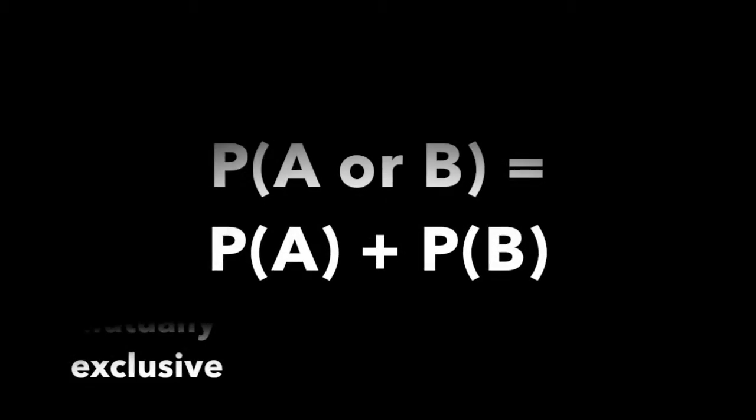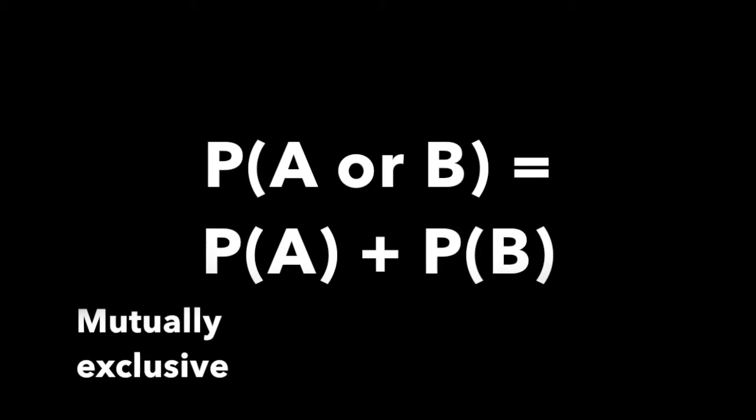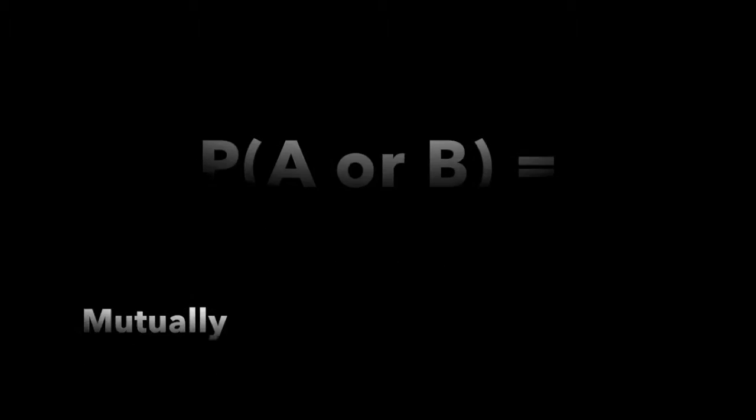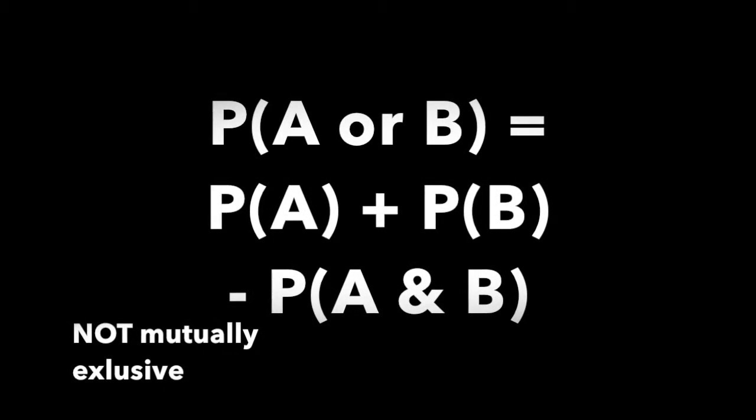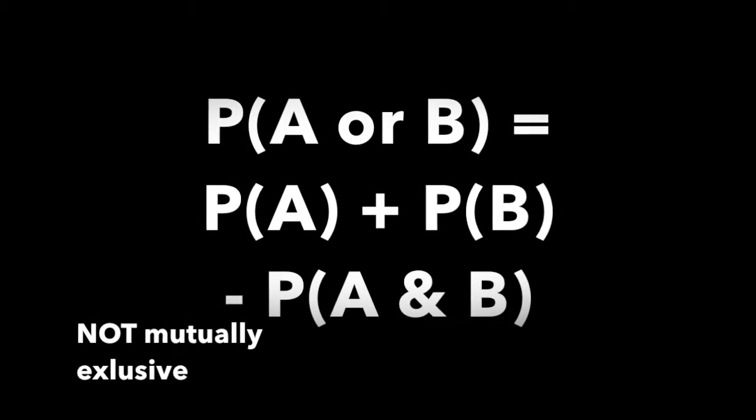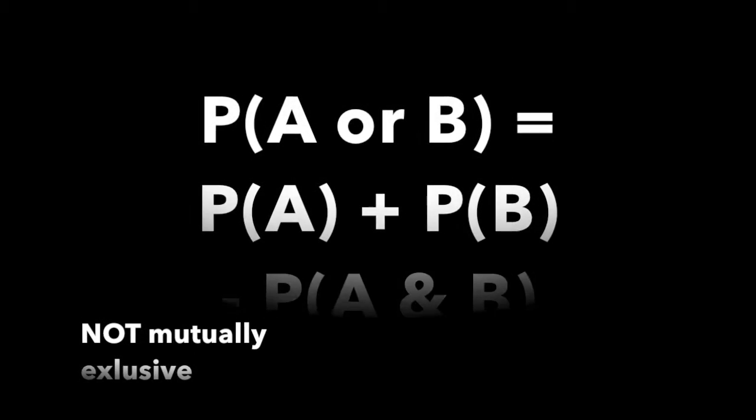So, the addition rule for mutually exclusive events means that if A and B are mutually exclusive, then the probability of A or B happening is simply the probability of A plus the probability of B. However, if they're not mutually exclusive and share common outcomes, then the probability of A or B happening will equal the probability of A plus the probability of B minus the probability of A and B occurring.